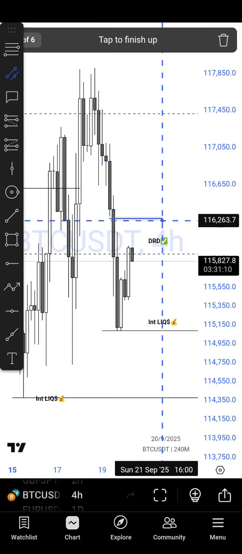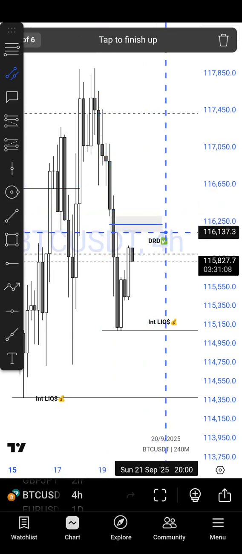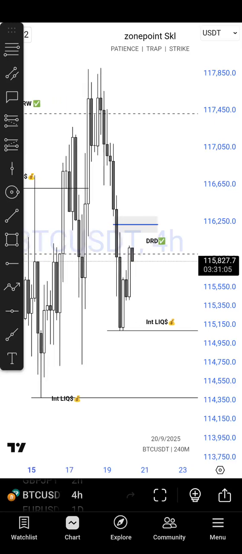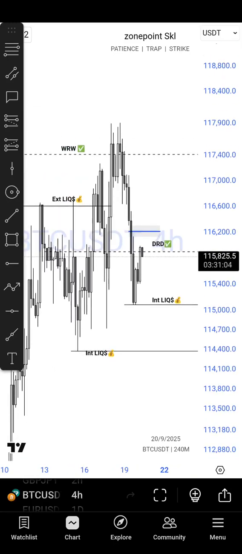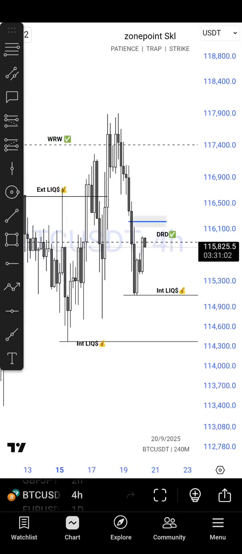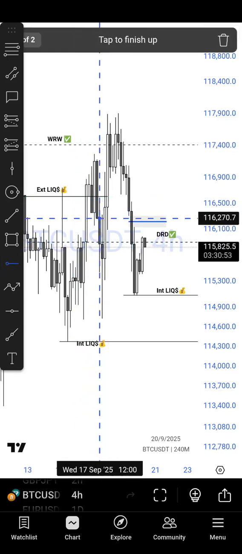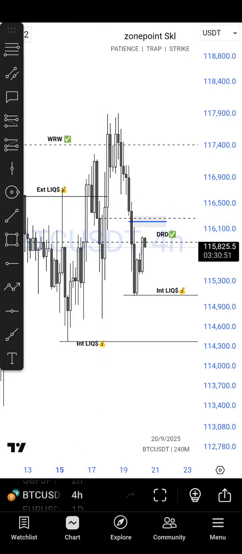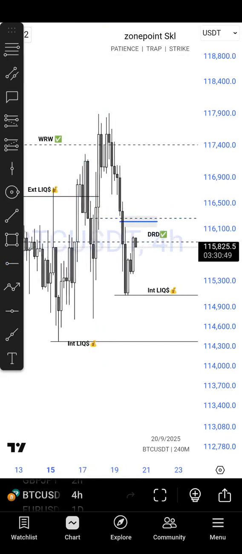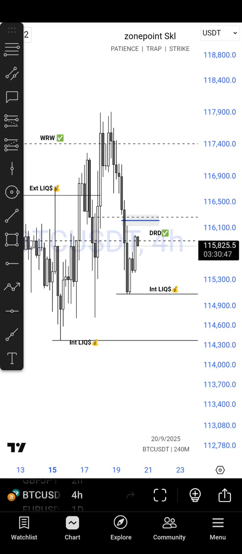We have this inefficiency here. This inefficiency is the fair value gap. People call it fair value gap, but I call it imbalance. We have that imbalance there, and inside that imbalance we also have this OC key level here. Yeah, inside that imbalance. So have that in mind.